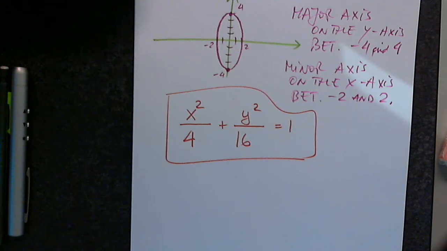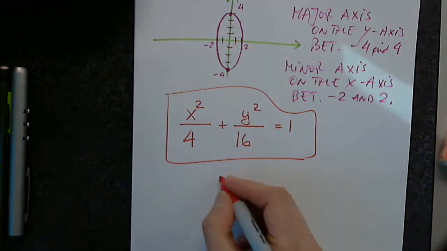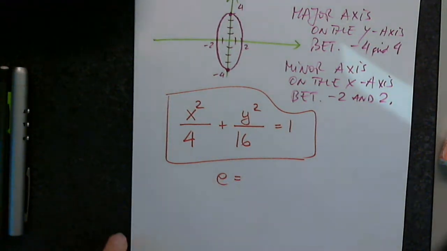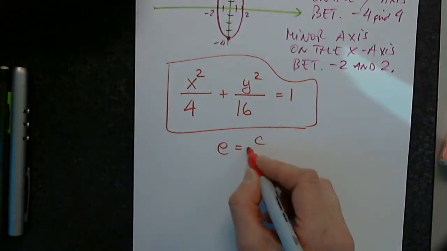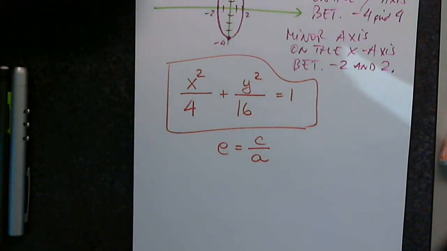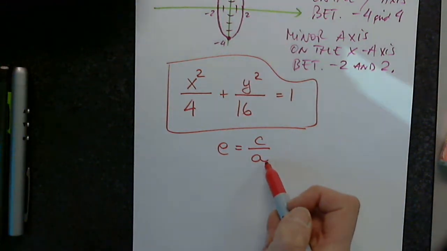How do I determine the eccentricity? The eccentricity is calculated as C divided by A. And you can say, what is A, what is C? Yes.